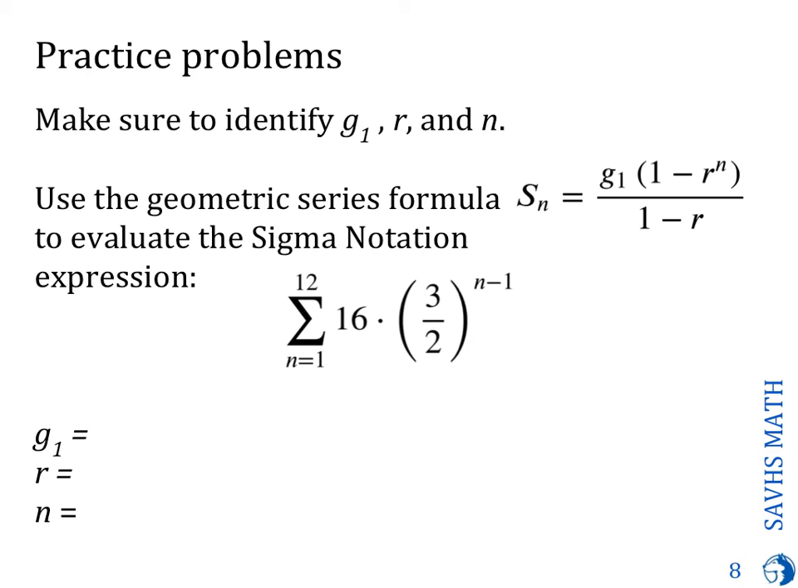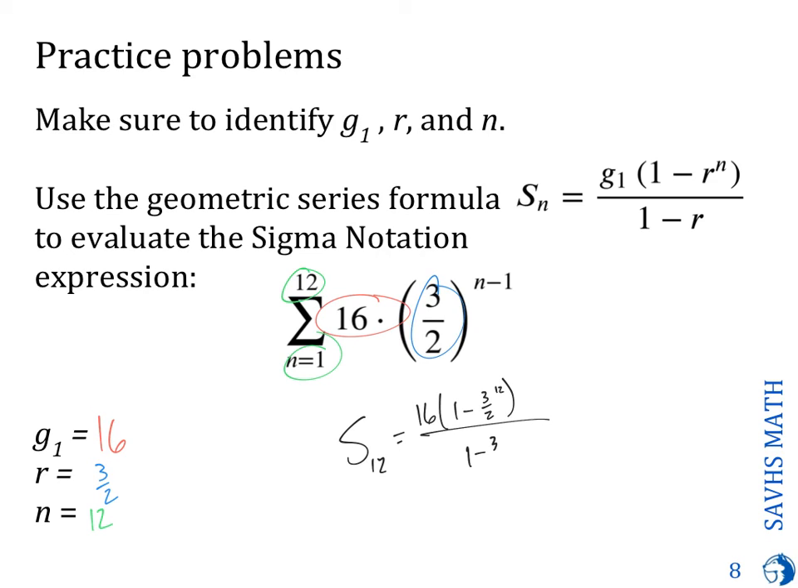Here goes. Same idea as everything so far today. So 16 is my first term. My common ratio is given to me in the formula also. It's 3 halves. And then the number of terms that I'm adding is, okay, think about it a little bit. From 1 to 12, there's 12 numbers there, so n is 12. So S12 is, I'm not going to color code this one, I think you're getting it. 16 times 1 minus 3 over 2 to the 12, all divided by 1 minus 3 over 2.